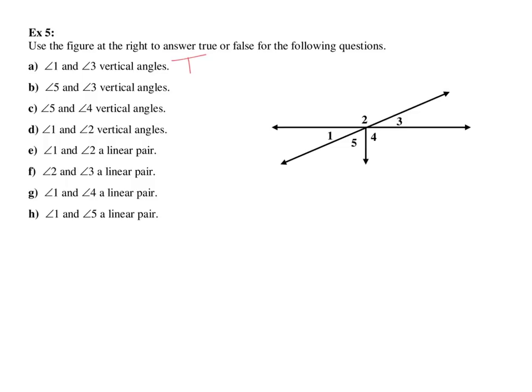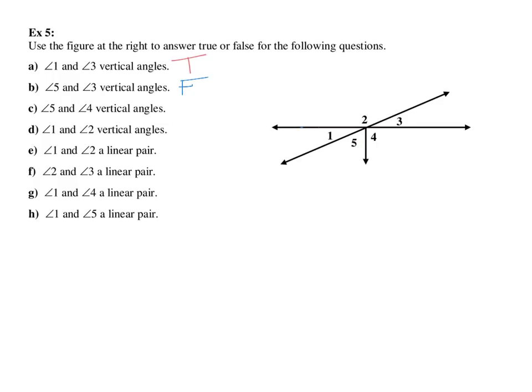Then we have 5 and 3 are vertical angles. Now some students get really confused by this, so watch this. Here's one side to angle 3, and as the line continues, it should be a side to angle 5. That's true. Now here's the other side to angle 3. If I continue it, it should be the other side to angle 5. Is it? No, it's not. So that's false.